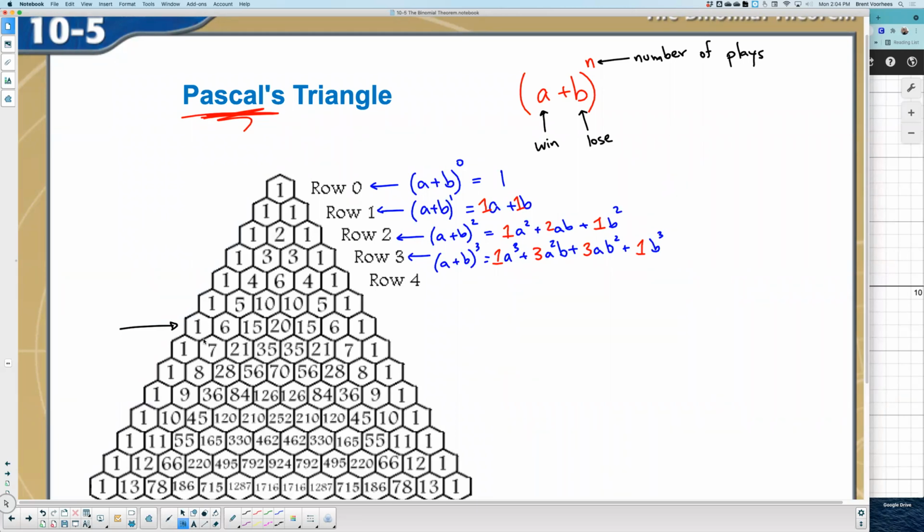What this would mean is that for every one person who plays that 6 times and wins all 6, there will be 6 people who would win 5, lose 1. There would be 15 people who would win 4 and lose 2. There would be 20 people who would win 3 and lose 3. Do you see what I'm doing there? My winning is counting down. My losing is counting up. There would be 15 people who would win twice, lose 4 times. 6 people who would win once, lose 5 times. And there would be 1 sorry person who lost all 6 times. Do you kind of understand what I'm saying there?